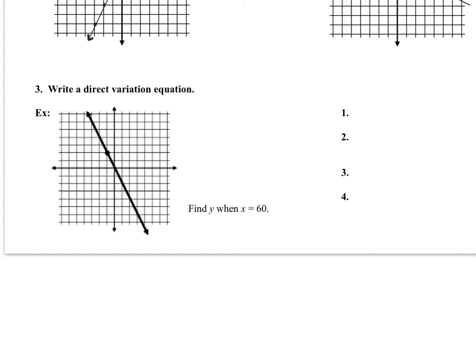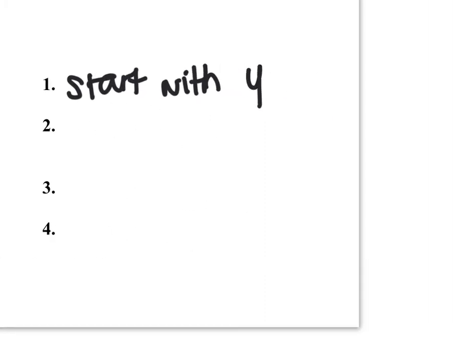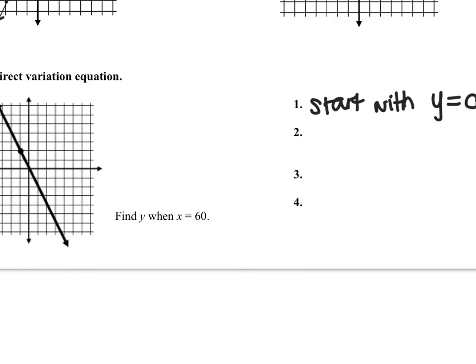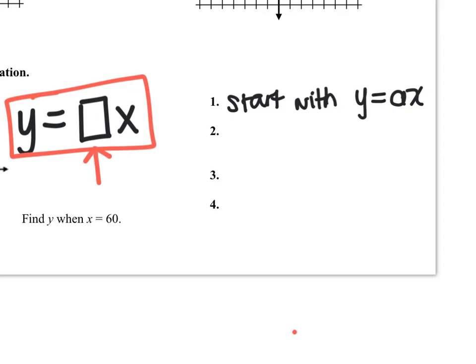So the next thing we're going to do is we're actually going to write a direct variation equation. So we're going to start with the formula for direct variation, which is y equals ax. So basically what we're going to try to find is all direct variation equations are going to be the same. They're all going to be y equals something x. And we're really looking for that missing something. So every answer will look like this. You just want to fill the box with the number. And if you look at the formula, the missing box is your a, your constant of variation.